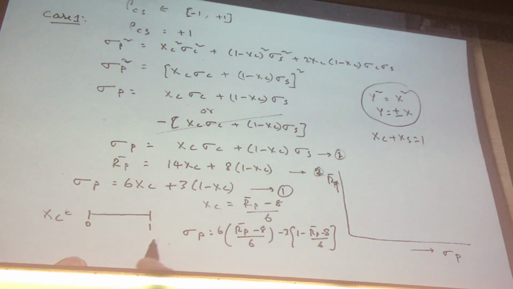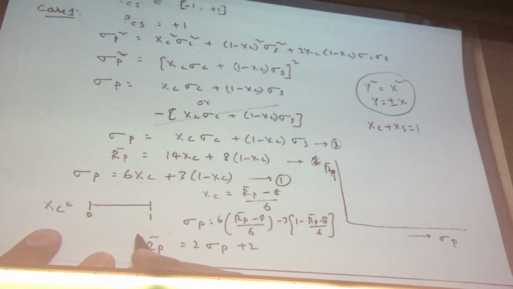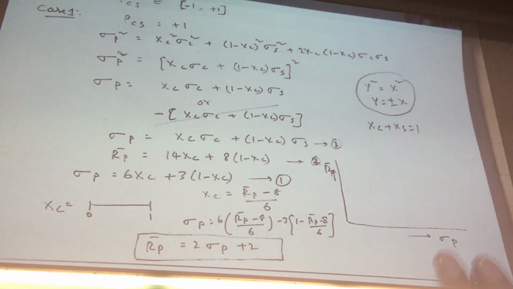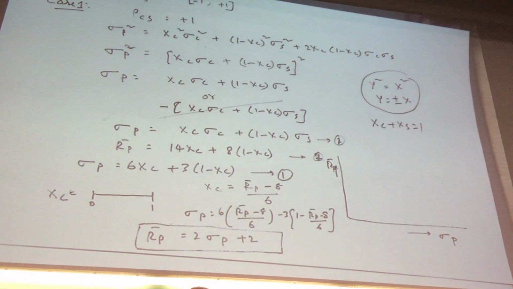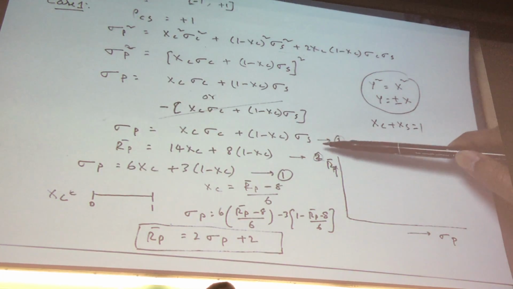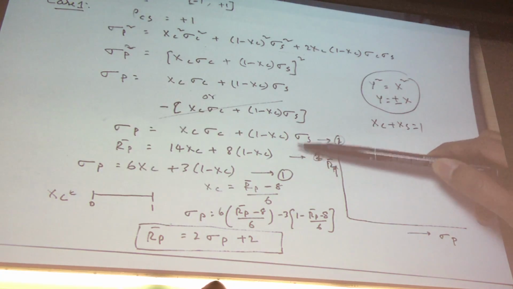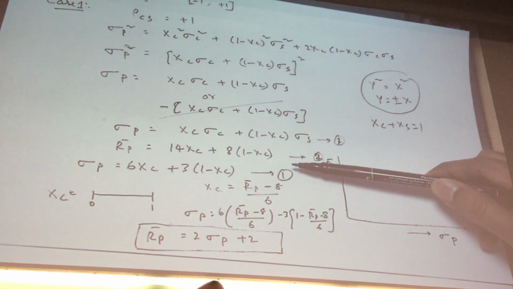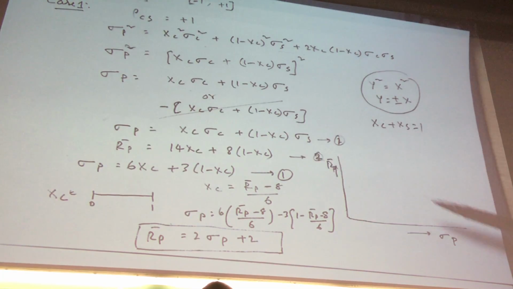Okay. So finally I get rp bar equals sigma p 2 plus 2. Hope you understand what I am trying to say here. Okay, we estimated the standard deviation of the portfolio and the expected returns of the portfolio, but our aim is plotting the graph on this standard deviation and returns graph. So further, we actually need to eliminate xc.